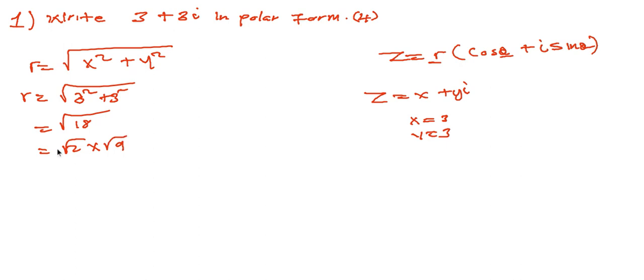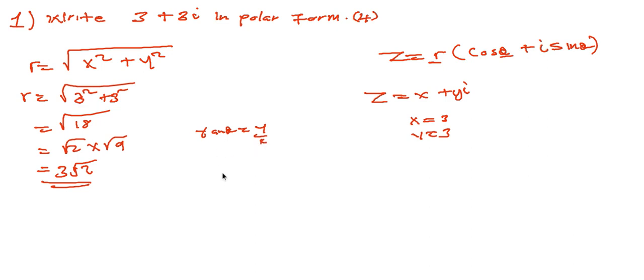We know that square root of 2 multiplied by square root of 9 gives us this one. So from there, we can easily find the square root of 9, which is 3. So this is our modulus, or the absolute value. The absolute value here is 3 root of 2. So we have found this one here. Now let's find theta. How do you find theta? You use the tan. So tan theta is equal to y divided by x.